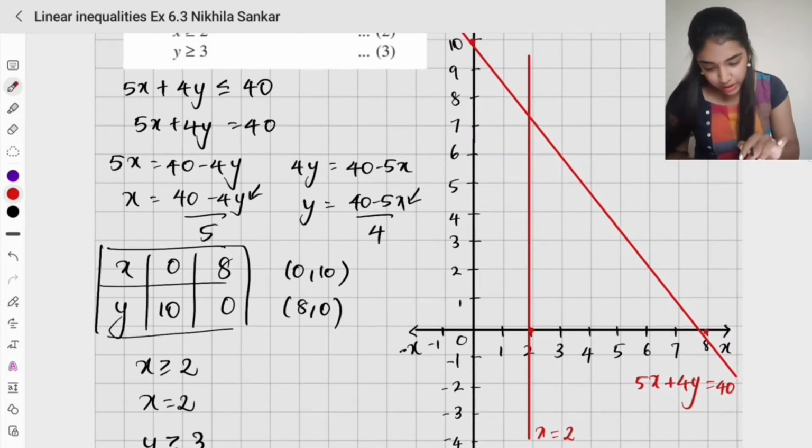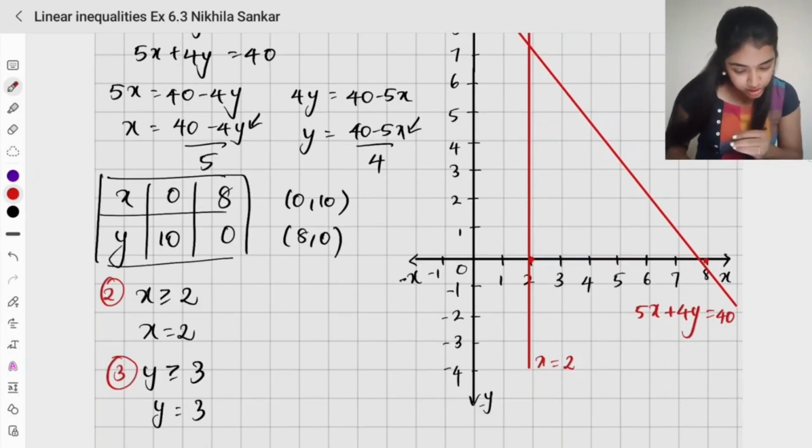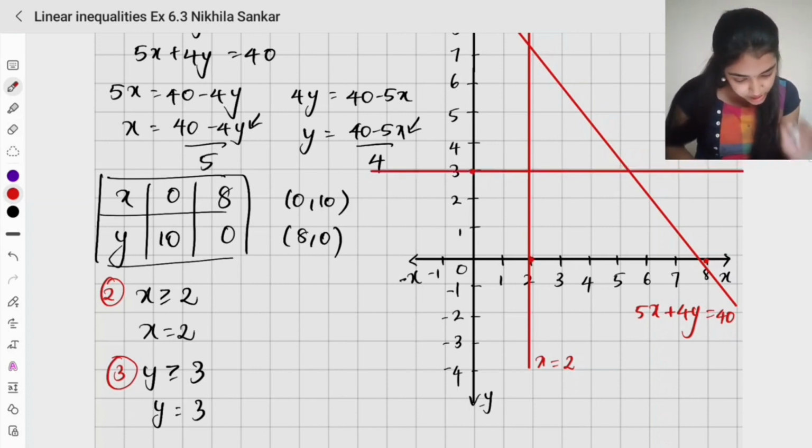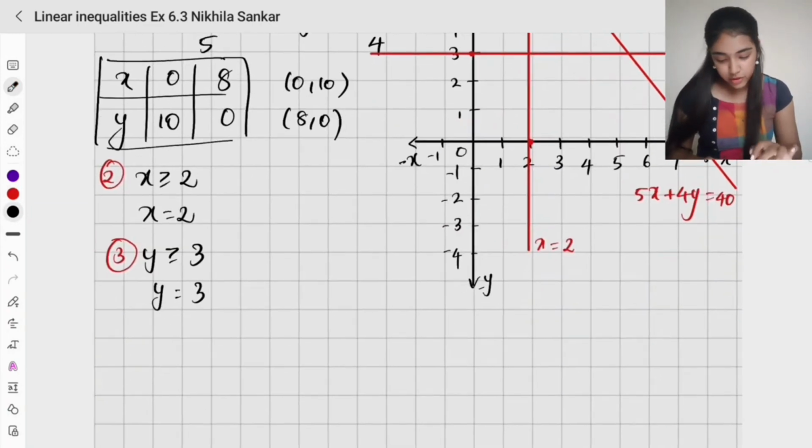So I have three different inequations. First understand that. So this is 1, this is 2 and this is 3. Where is y equal to 3 going to be? Y equal to 3 is going to be over here. So for y equal to 3, I'm going to draw the line. So this is y equals 3. Now we need to find the solution for all three. How am I going to find the solution?